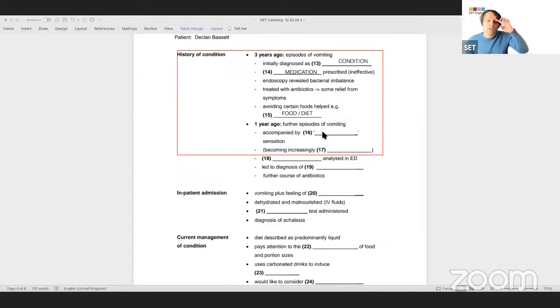Okay. Accompanied by person, sign, symptom. Symptoms, sir. I think vomiting accompanied by will be a symptom. And last one, 17, becoming increasingly. Amajan, what do you think? Farouk, Nozad? Descriptive. Adjective. Description of, right? Maybe an adjective for feelings, maybe like unhappy, stressed, anxious, maybe.